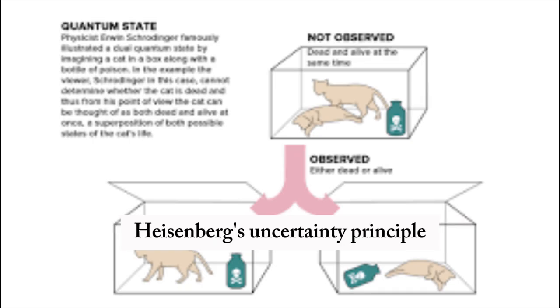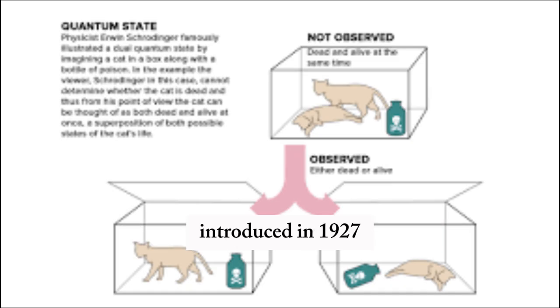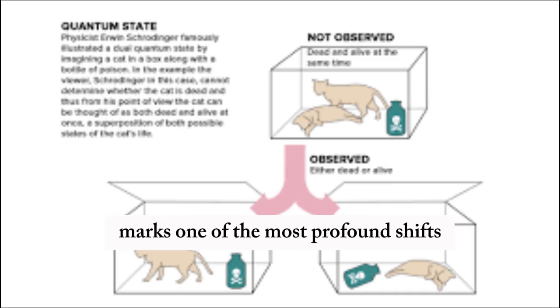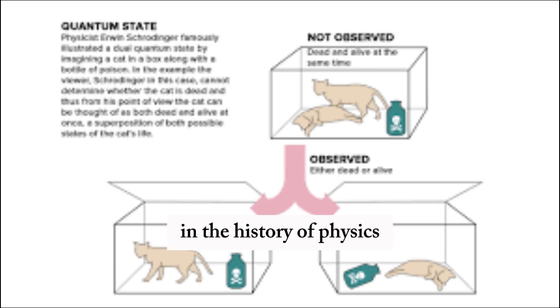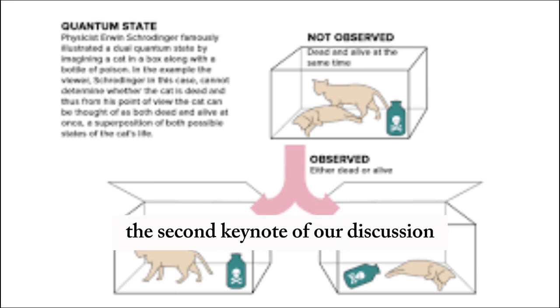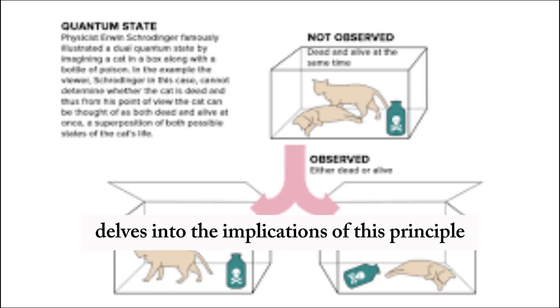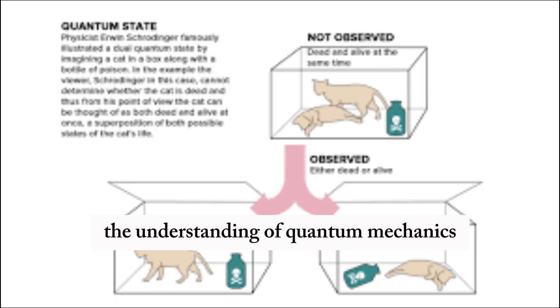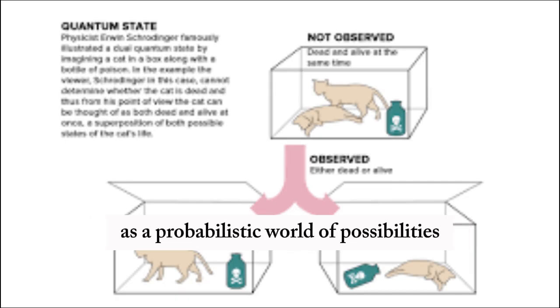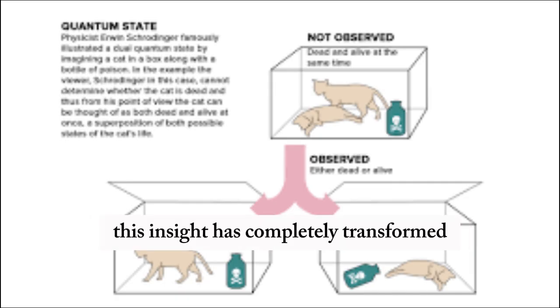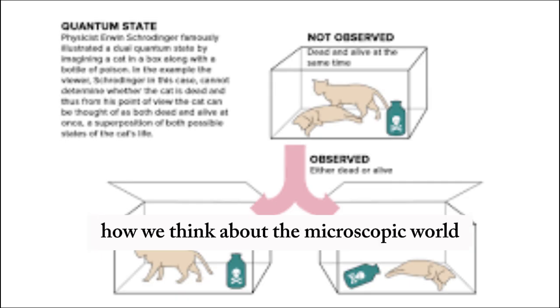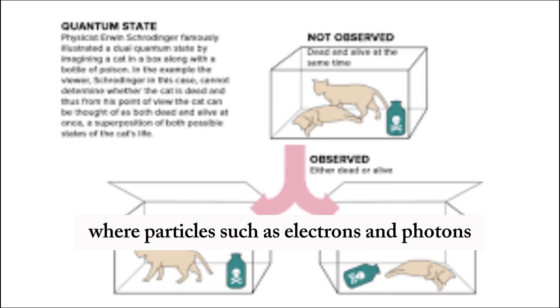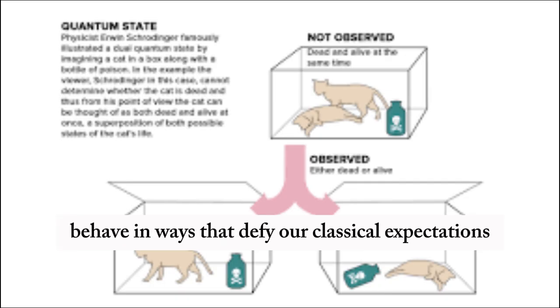Heisenberg's uncertainty principle, introduced in 1927, marks one of the most profound shifts in the history of physics. The second keynote of our discussion delves into the implications of this principle, the understanding of quantum mechanics as a probabilistic world of possibilities. This insight has completely transformed how we think about the microscopic world, where particles such as electrons and photons behave in ways that defy our classical expectations.